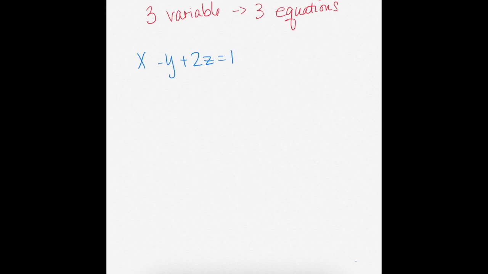All right, so let's start with a really basic one. x minus y plus 2z equals 1. y plus z equals 3. And z equals 2. All right, so in this case, we are going to solve this system of equations.